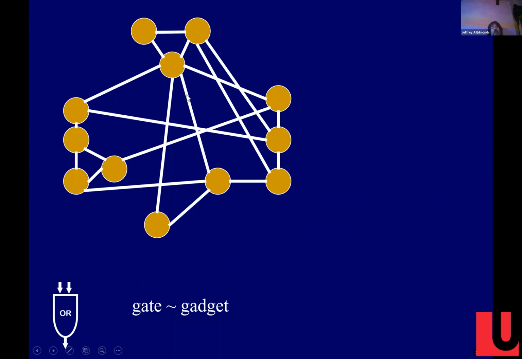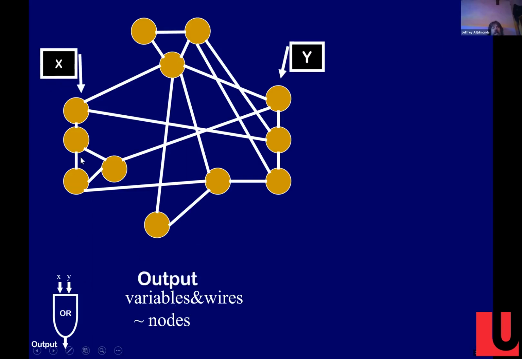So now I want to convince you that this gadget acts like an OR gate. Why is that? Well, an OR gate has 2 input wires and 1 output wire. So in my graph, this node up here is going to be called the X input, and this node over here is going to be called the Y input, and this node down here is going to be called the output. All right?